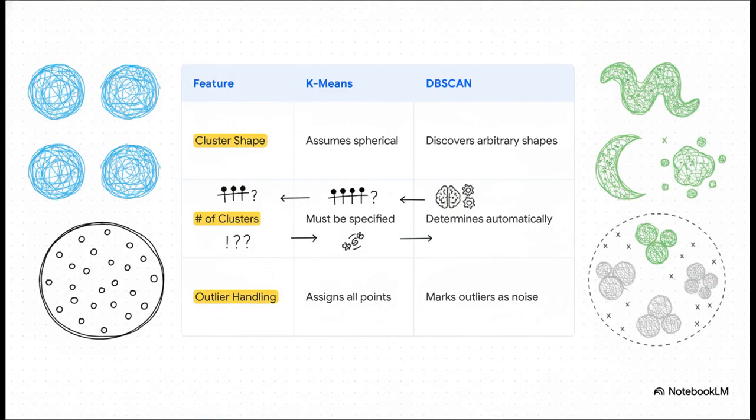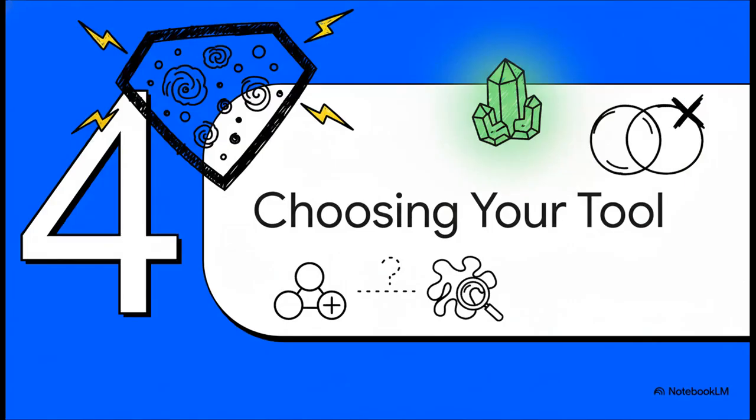So let's put these 2 algorithms head to head. The differences are pretty stark. For cluster shape, k-means assumes they're all circles. DBSCAN, it'll discover pretty much any shape you throw at it. For the number of clusters, k-means makes you specify the number beforehand. DBSCAN figures it out all by itself. And maybe most importantly, k-means forces every single point into a cluster no matter what. DBSCAN is smart enough to say, hey, this point over here doesn't really belong anywhere, and just marks it as noise.